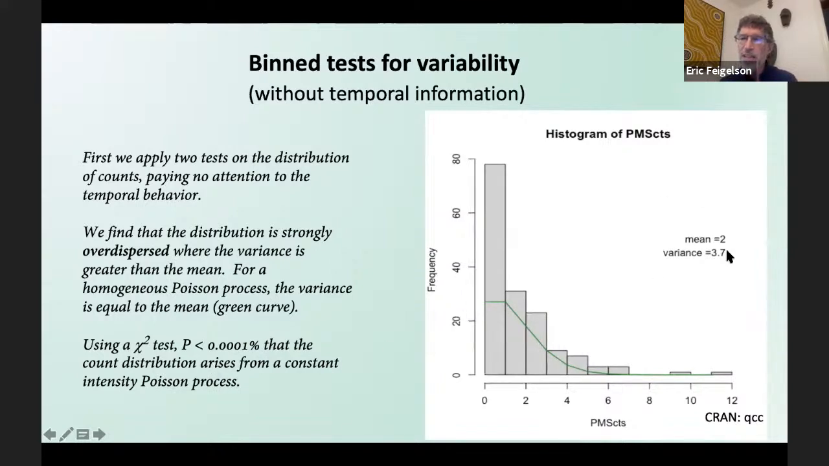Another way of phrasing it is that for a homogeneous Poisson process, the variance and the mean should be the same. So the variance should have been 2 with the mean of 2, but in fact the variance is 3.7. And this is called over-dispersion. So this is a hypothesis test for an over-dispersed Poisson process. This is all described in Hilbe's book.